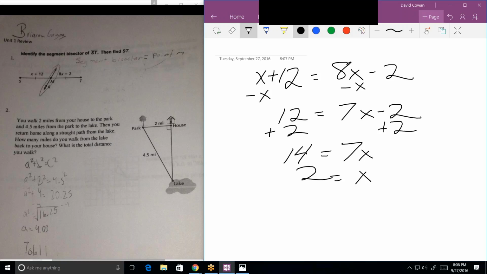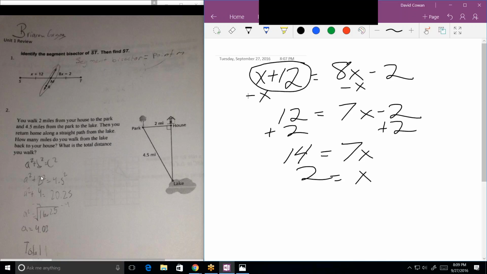And now, what's the length of ST? Well, we would need to go back and figure that out. Would it be 14? Well, the left side would be 14. In other words, SM would be 14. And we know that MT is also 14, right? They're the same length. So you don't actually have to plug in the 2 on this part of it.